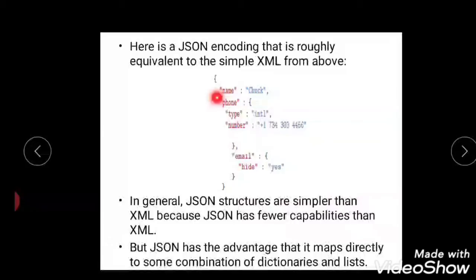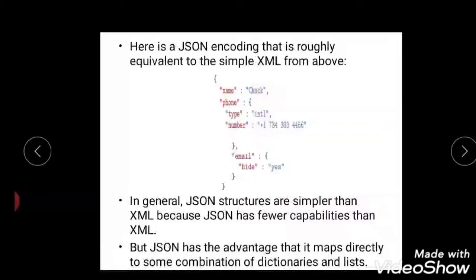First, in XML we can add attributes like INTL to the phone tag. In JSON we have simple key value pairs. Name is the key and chunk is the value, that is a key value pair. And even the XML tags are replaced by a set of curly braces.